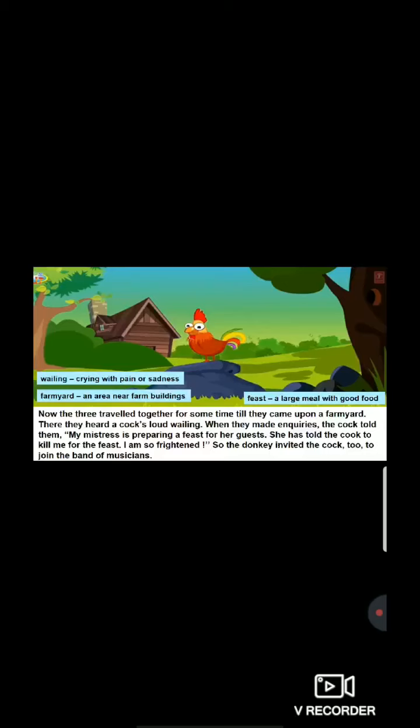Means what? The cock said that, "My mistress has told the cook to kill me, because she is going to offer me in front of the guests as a feast." Feast means what? As a dinner, or we can say as a lunch, right? The mistress is going to offer me to the guests by killing me. So the cook is going to kill me. For that reason, I am very frightened. Right? Hearing all this, the donkey said, "You are also invited to come to Bremen town to join the band of musicians." Like that, the donkey said to the cock.